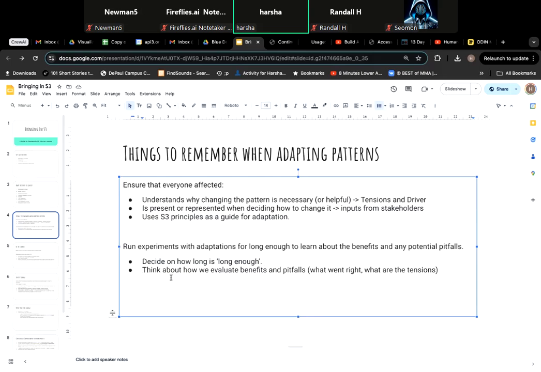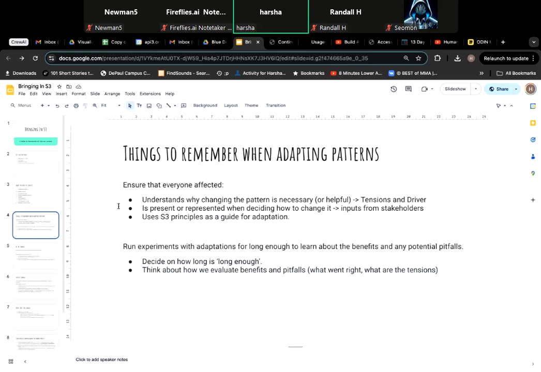And then we think about how we evaluate the benefits and pitfalls. So my understanding is that we have retrospective sessions where we talk about what went right and what are the tensions with the current process. And this is after we adopt the plan. How does this sound? Is everyone okay with this, or does anyone have any questions?